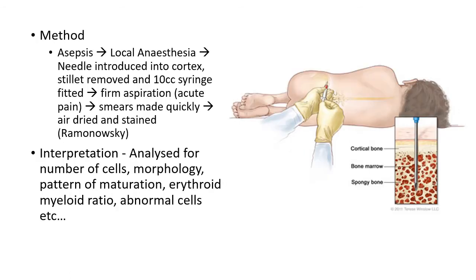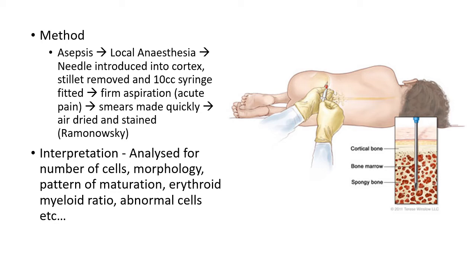Coming to the method, bone marrow aspiration is always done in a hospital with due precautions. Obviously, asepsis is done. Local anesthesia is administered to the selected site. Then, the needle is introduced into the cortex with firm pressure. And after securing the needle in position, the stylet is removed. A 10 cc syringe is fitted to the needle and a firm aspiration is done. Now, the patient will experience an acute pain called suction pain. After that, the needle is gradually withdrawn and complete hemostasis must be ensured.